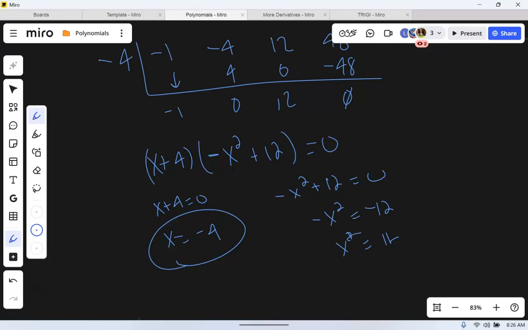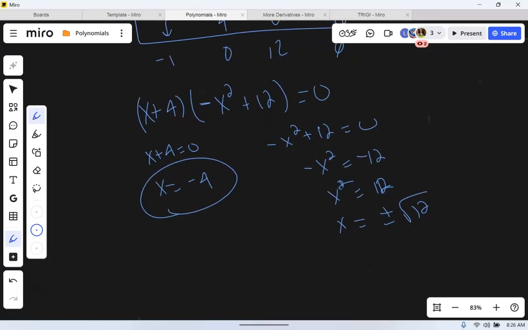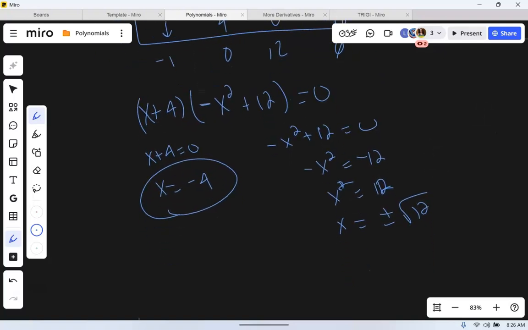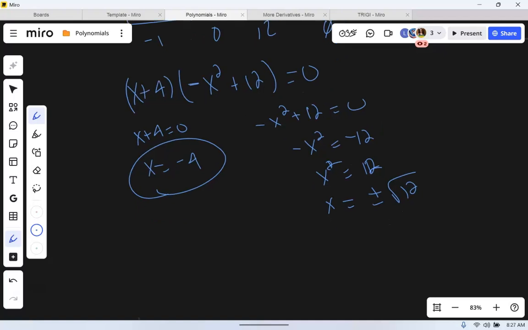What is wrong with my pen today? So I got plus or minus square root of 12. And then what? Four and 3. So 2 root 3.